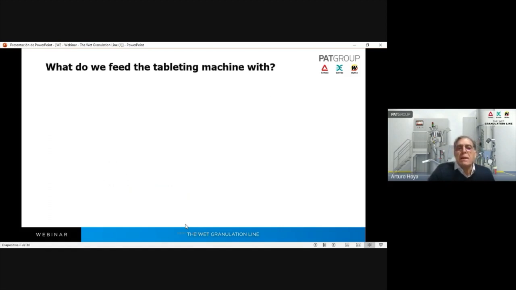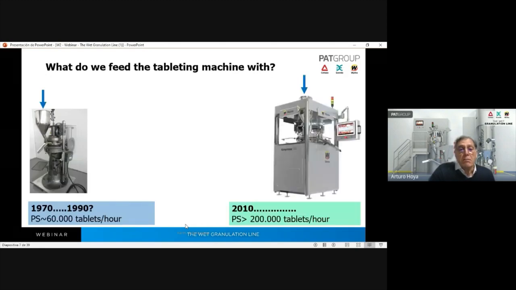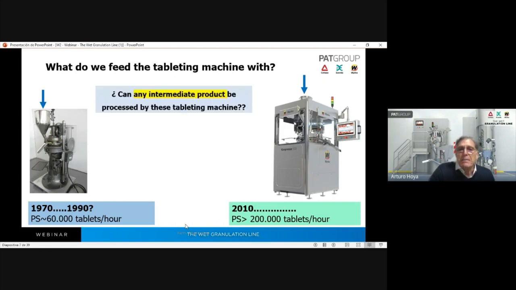What do we feed the tableting machine with? Can any intermediate product be processed by this tableting machine? For example, an intermediate product with reduced flowability and compactability could be tableted in a low-speed tablet press, but not in a high-speed machine.